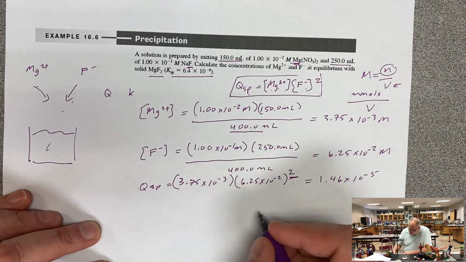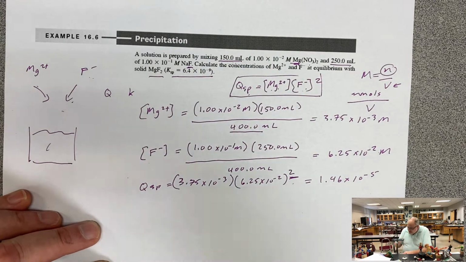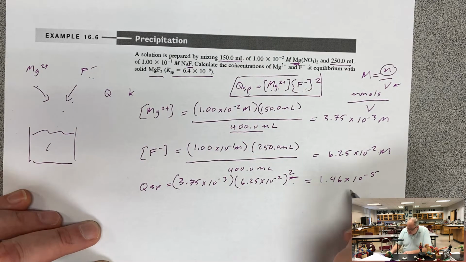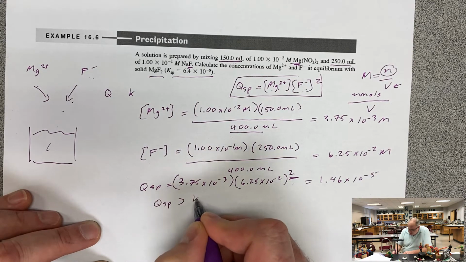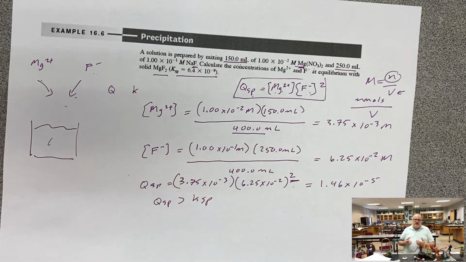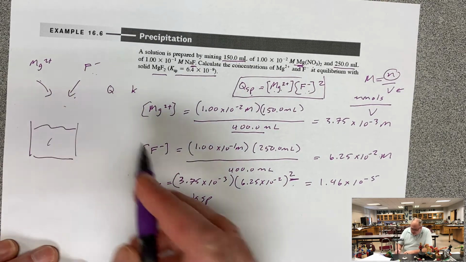And when we compare that to our K value, which happens to be 6.4 times 10 to the negative 9, 1.46 times 10 to the negative 5 is significantly bigger. So since our QSP is bigger than our KSP, we know that we're going to have a precipitate form. The next step is to say, well, what would happen if we ran both of these to completion? And so aren't we really just doing this?